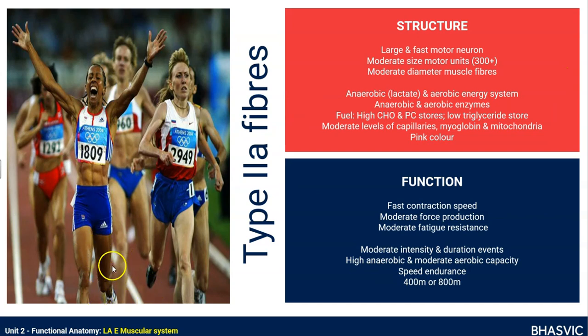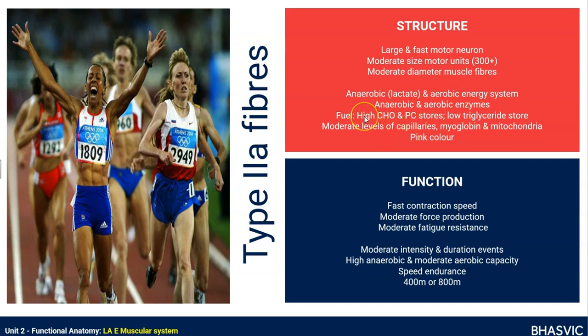So let's have a look at structure. This would be your 800 metres, maybe your 1500 metres, your extended sprinting in a football match. So they still have a large motor neuron. They've got a moderate size motor unit. They've got a moderate size diameter, so they're not quite as big as your type 2X fibres. They're certainly bigger than type 1. They can work using aerobic and anaerobic energy systems. Okay, so they can work aerobically and anaerobically. And logically, then, they need both of those kinds of enzymes.